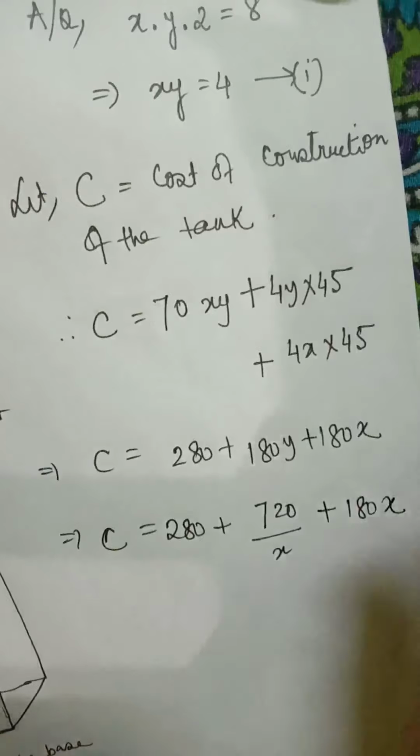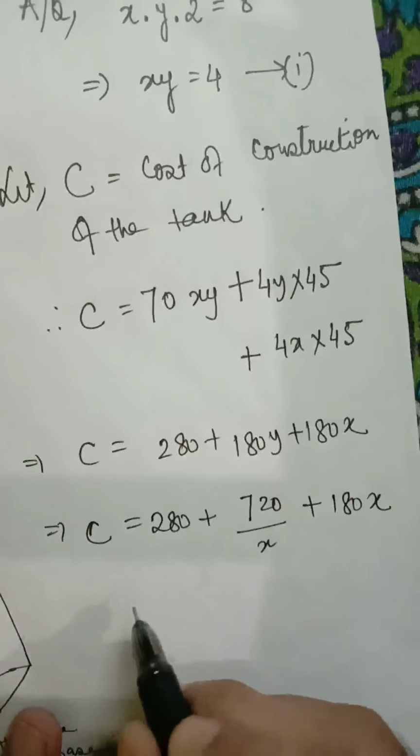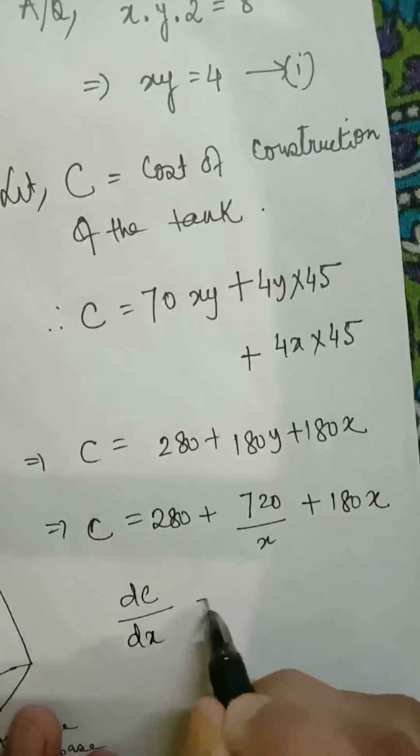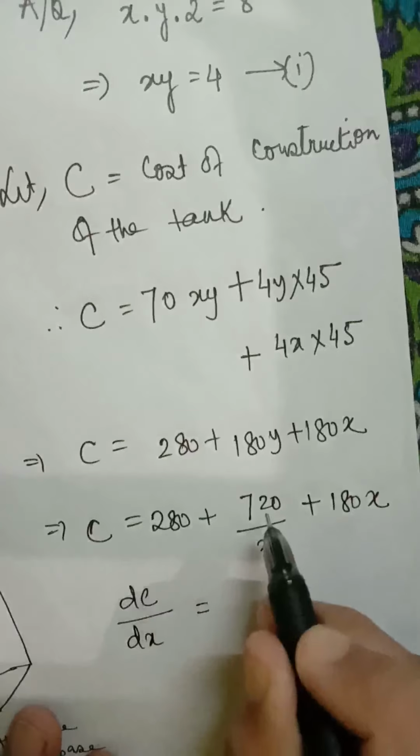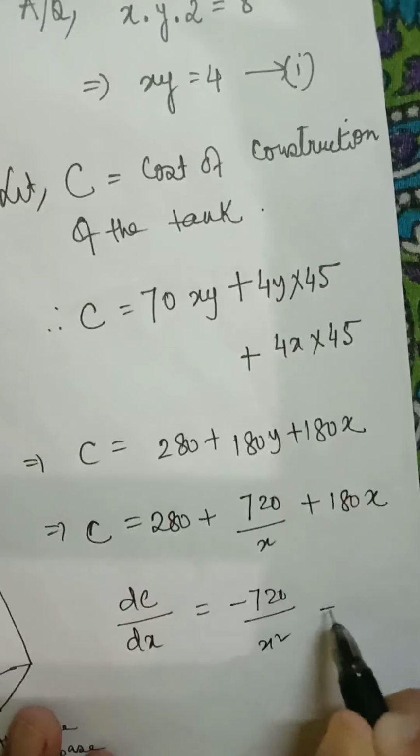Okay, now we have to find the minimum value of C. Here we have expressed C in terms of one variable, so now you can easily find the minimum value of C. So dC/dx equal to, derivative of this is 0, derivative of this will be minus 720 by x square plus 180.